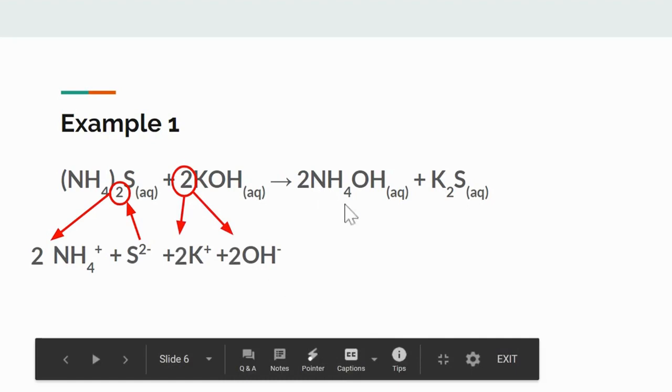Let's do the same thing for the product side. So ammonium hydroxide breaks into the ammonium ion and the hydroxide ion. Again, both of those are +1 and -1 respectively.